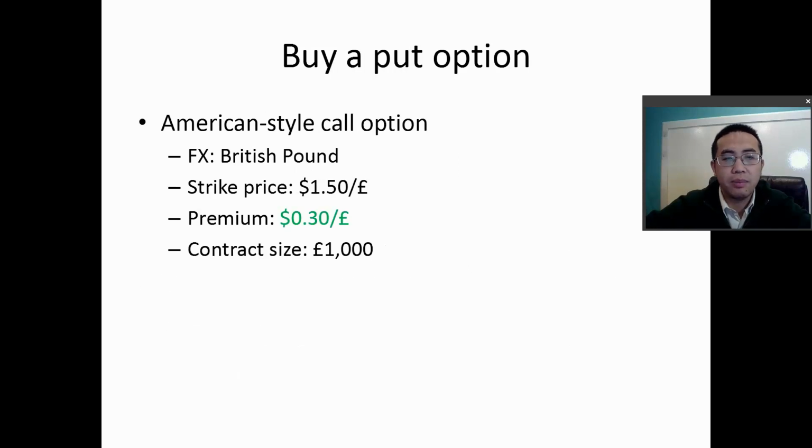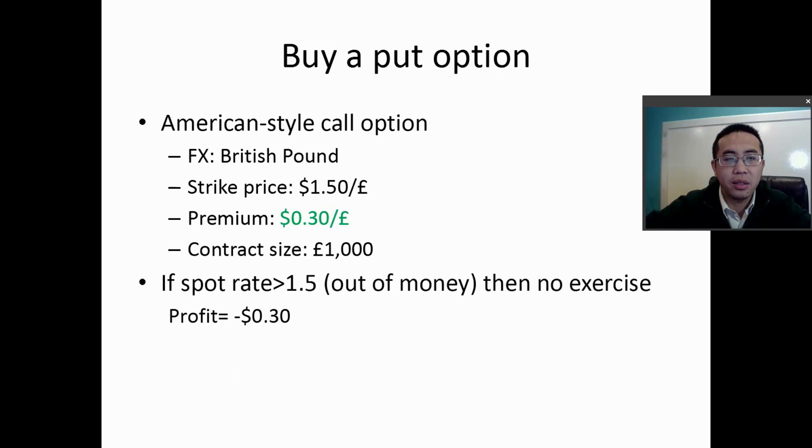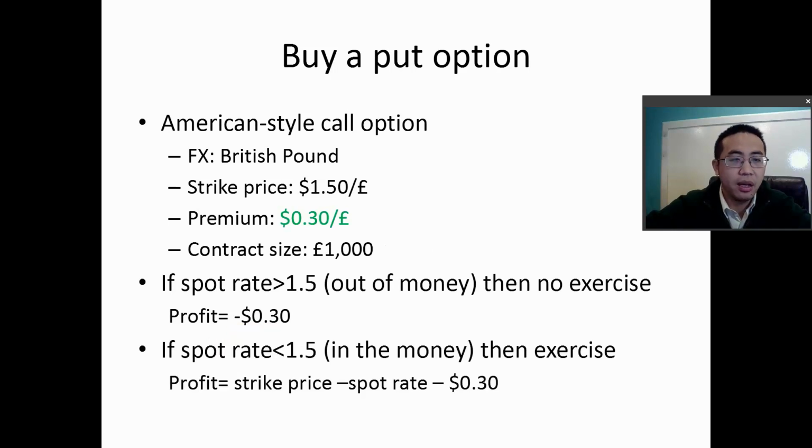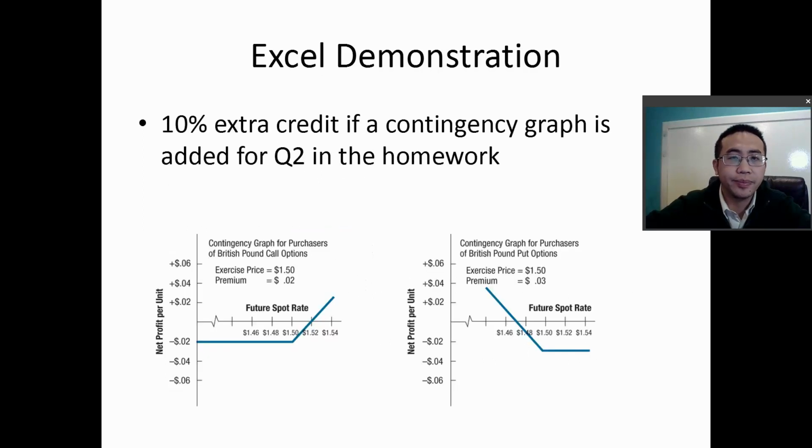And for the put option, the payoff would be a little bit different. You will see that if the spot rate gets higher, then the put option is out of the money. There's no exercise of the put, and the profit would just be the negative premium. And if the spot rate is lower than the strike, the put option is in the money, then the put option buyer would exercise it. The profit would be strike minus spot minus the premium.